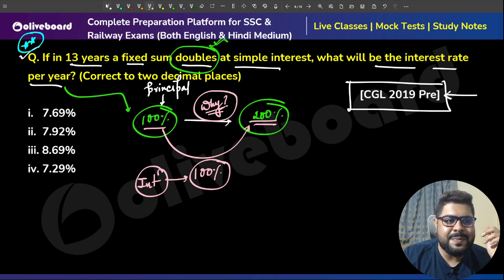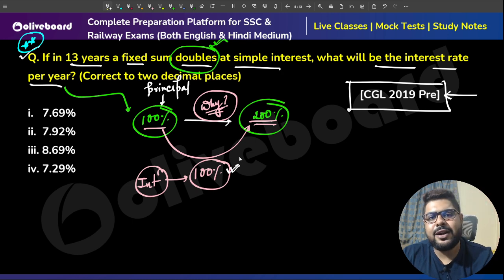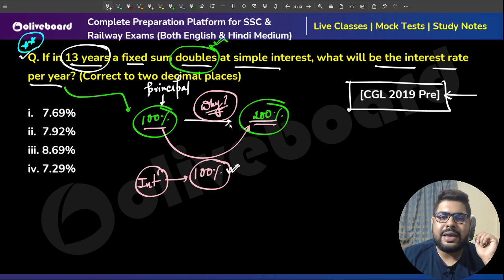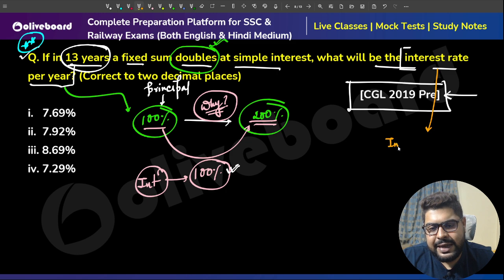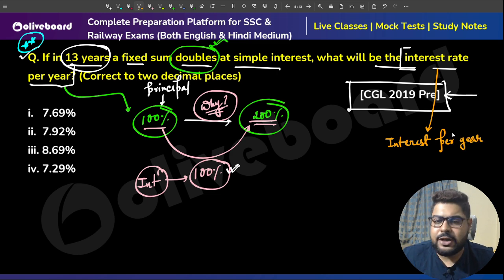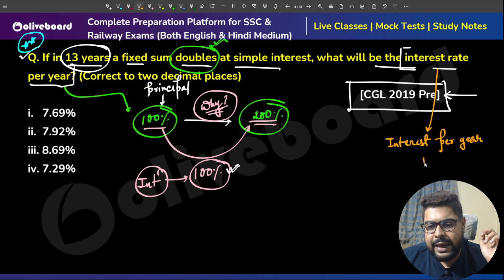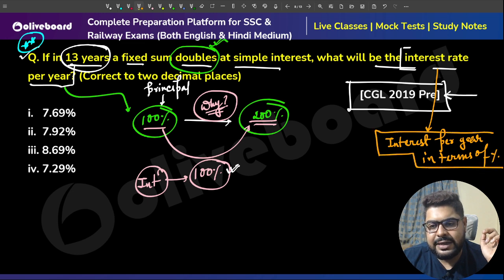Now, sir, for this sum to become double, the interest is 100%. This 100% interest we are gathering in 13 years. They are asking the interest rate per year. Again, in the beginning we understood that interest rate means interest per year. Instead of writing this in terms of money, we'll write it in terms of percentage.